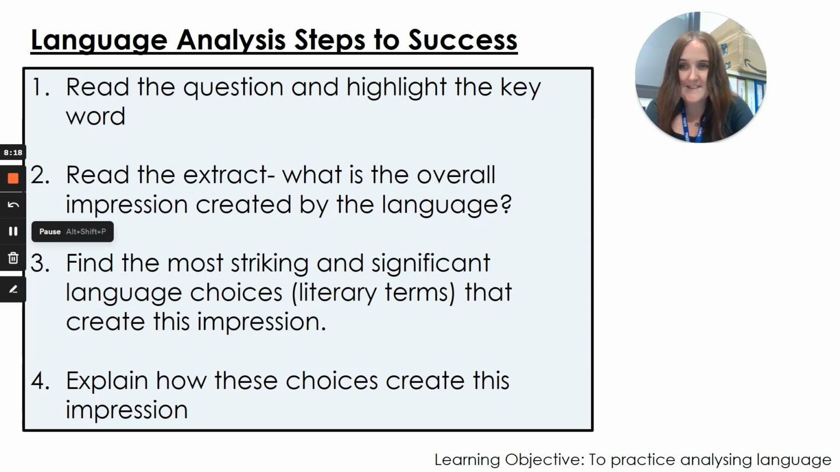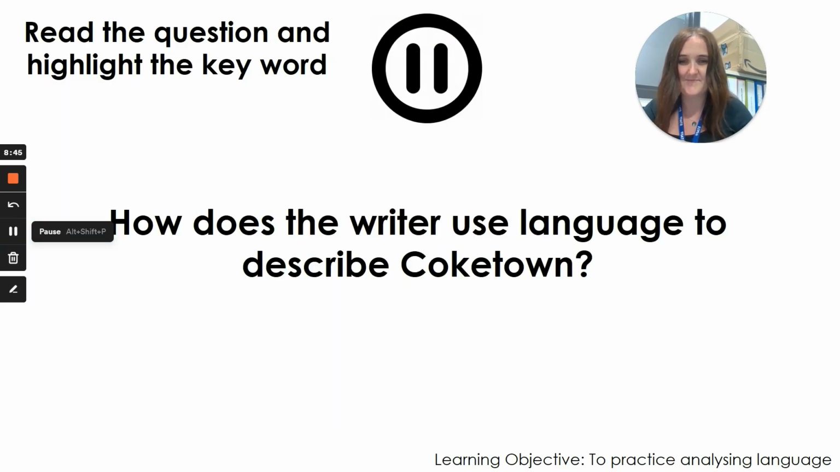And hopefully you've all got those written down now and you're back with me, so I'll just talk you through them. So you would first of all, just like any kind of question, read the question and highlight the keywords. You'd then read whatever it is that you're asked to analyse and think about the overall impression created by the language. Then you'd find the most striking and significant language choices, and then you explain how those choices create a particular impression. And we're going to take this step by step this lesson.